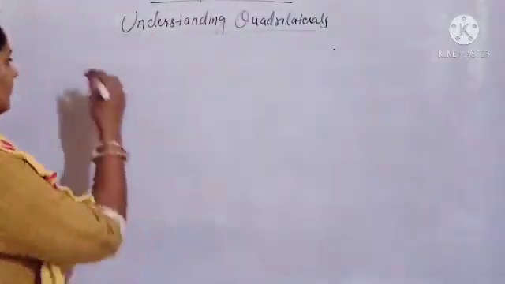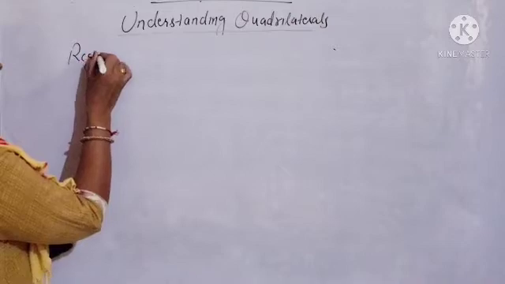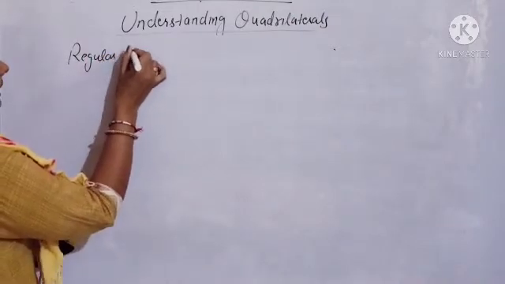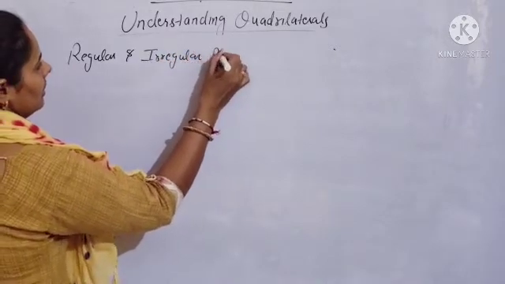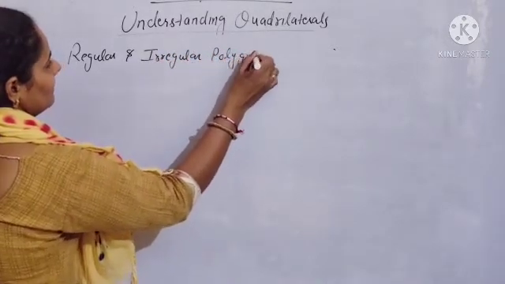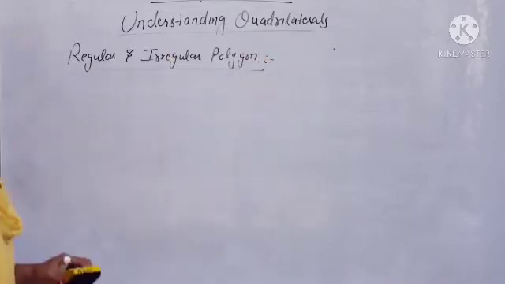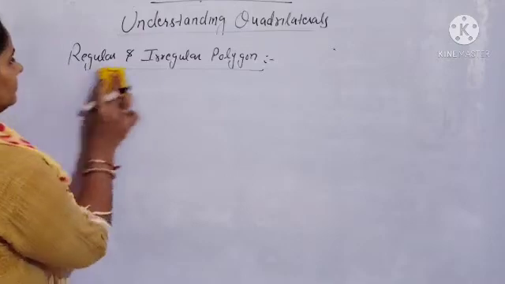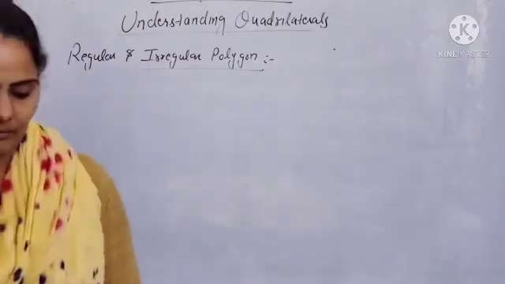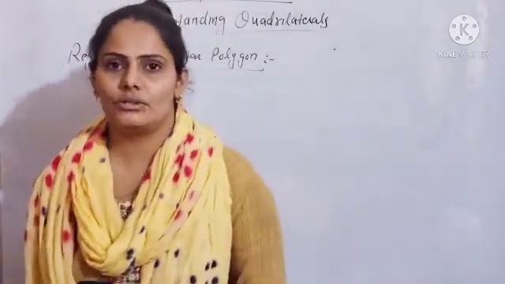Clear? Now next, beta, regular and irregular polygon. Now we will talk about regular and irregular polygon. Next point, it is regular and irregular polygon. Clear? So what is regular and irregular polygon? Okay, regular irregular polygon we will complete in our next class. Okay, that was all about today.